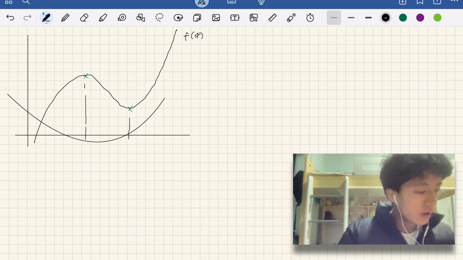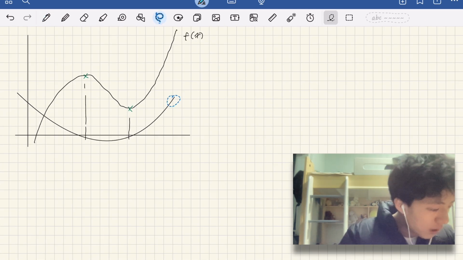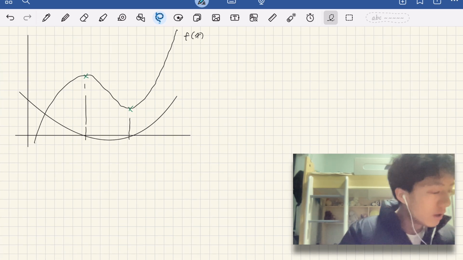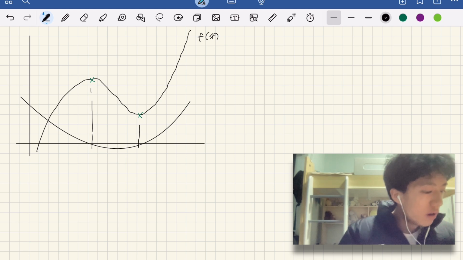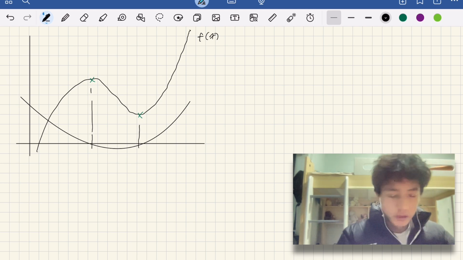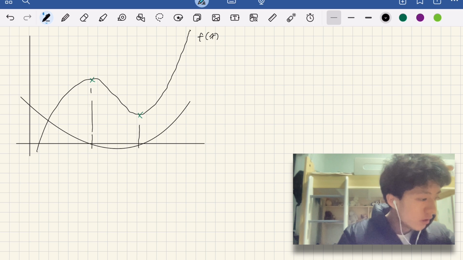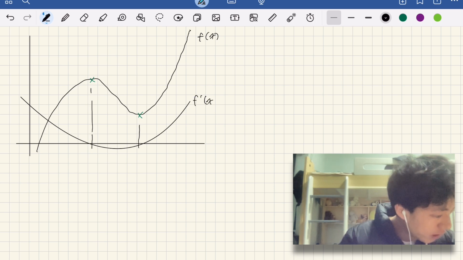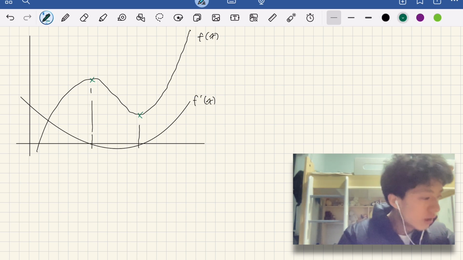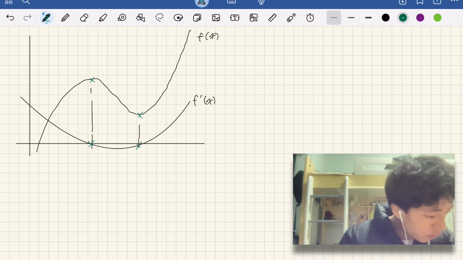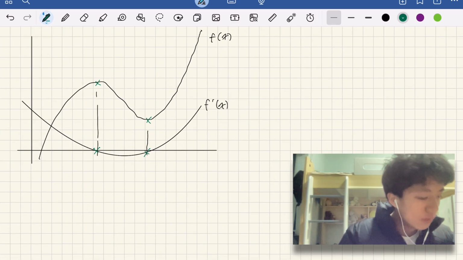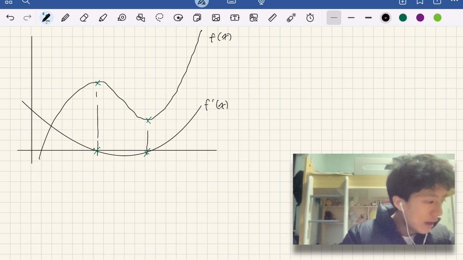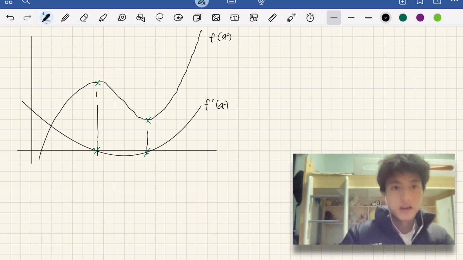So here I've drawn in f prime x, or the derivative of f of x, and it approximately cuts the x-axis where you see the local maximum and local minimum of the function f of x. So let's write f prime x here. And as you can see, when f prime x equals 0, you have your local maximum and your local minimum points. And we can actually understand that on a deeper level.